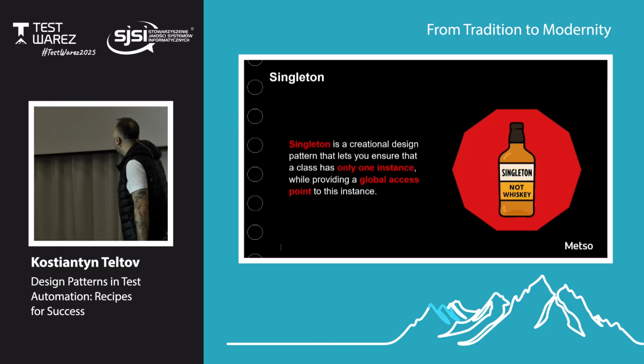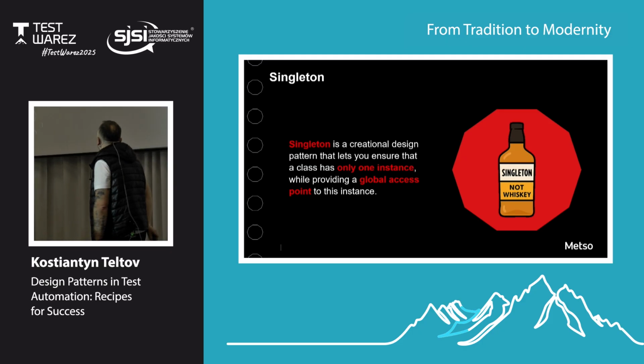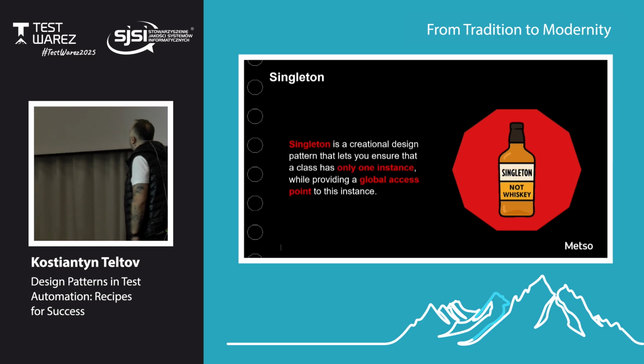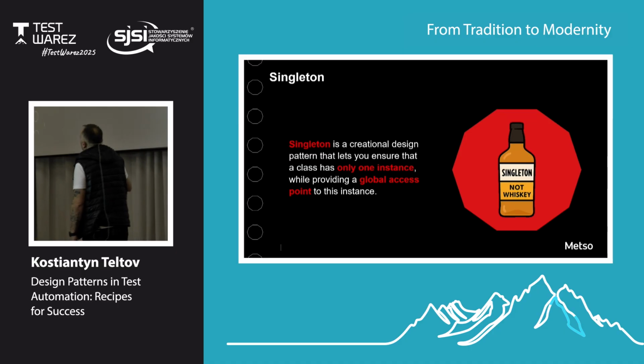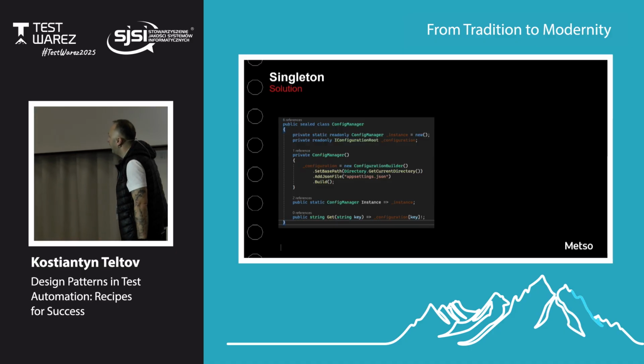And in order to avoid it, we can use the Singleton design pattern. It's a creational design pattern that provides an instance. It helps you make sure that you have only one instance of the class and provides global access to this class. So let's look at this code, how we can make it a Singleton.